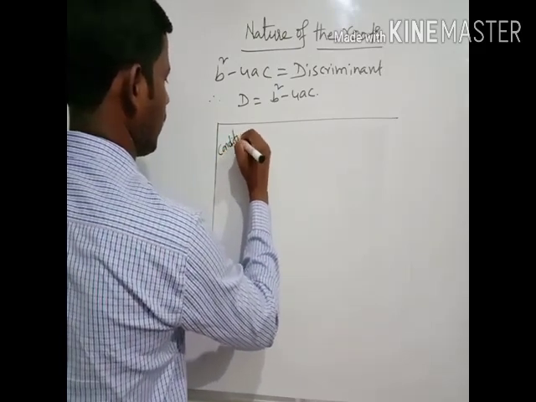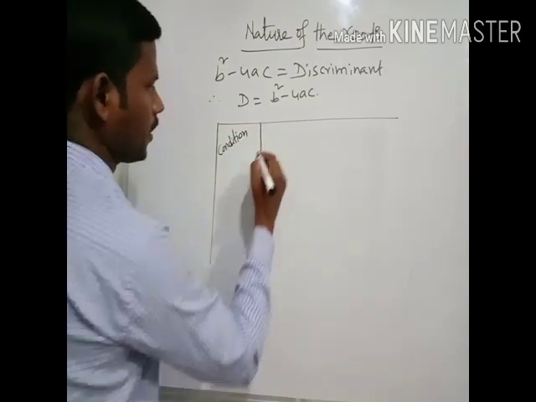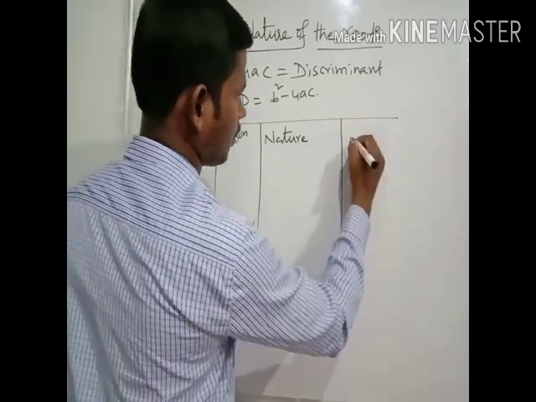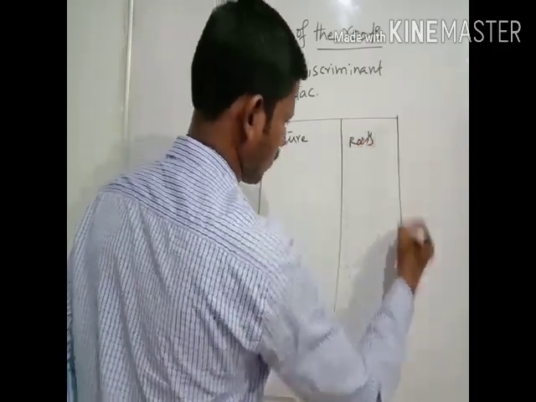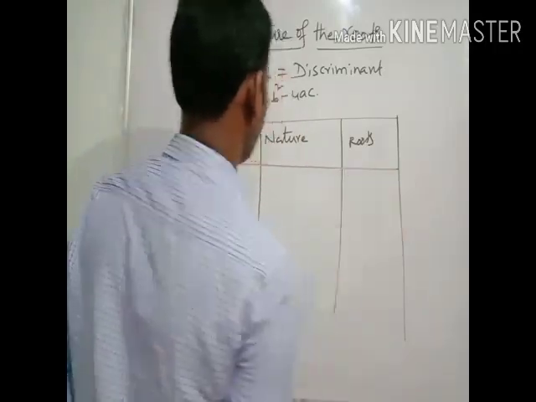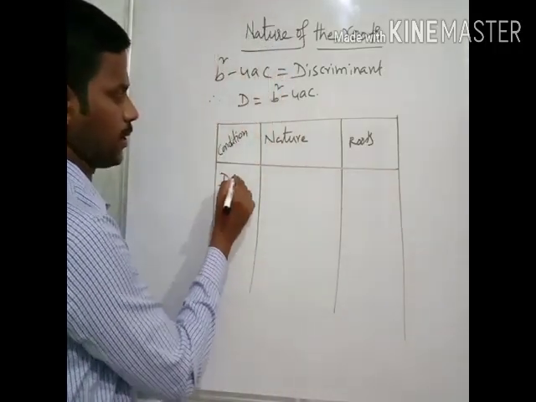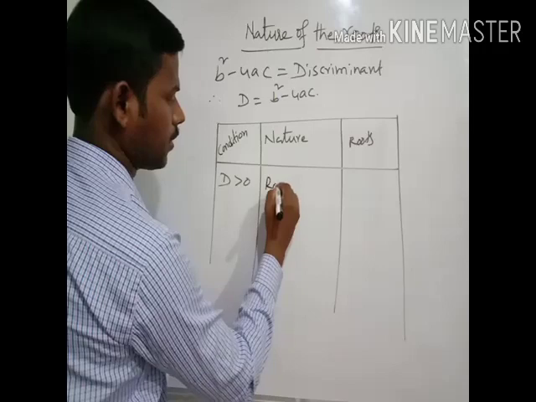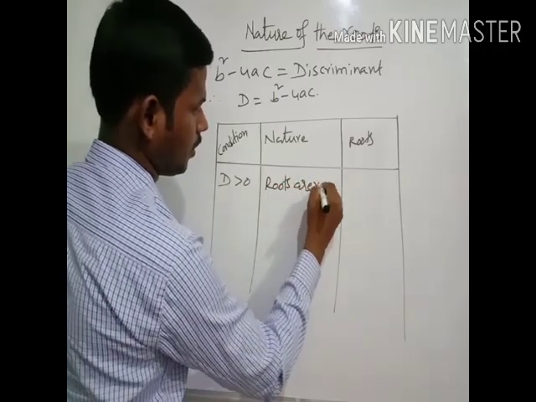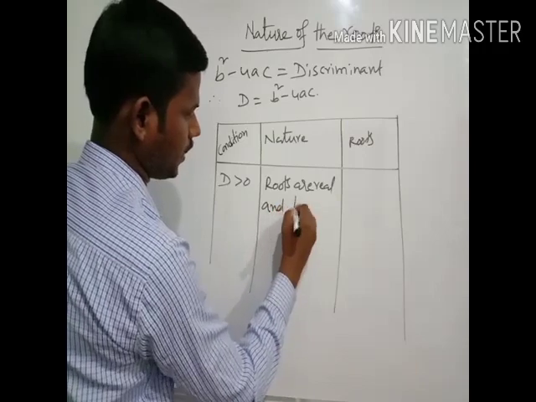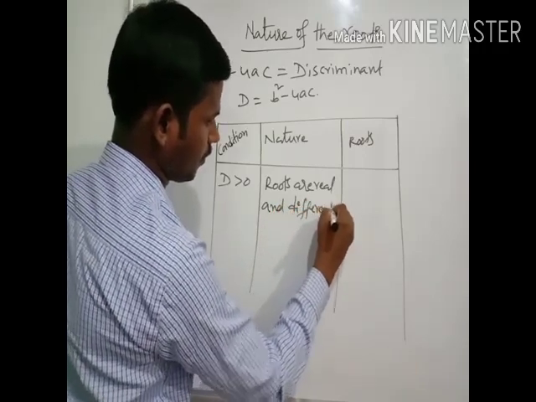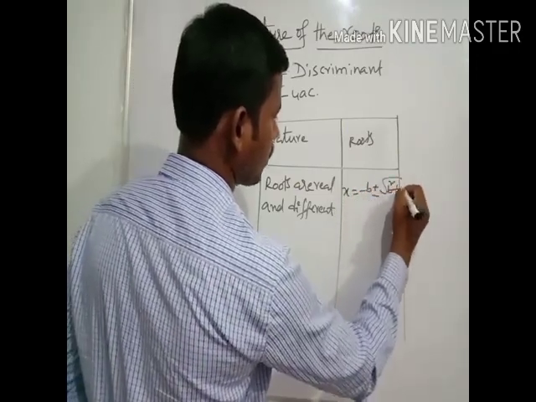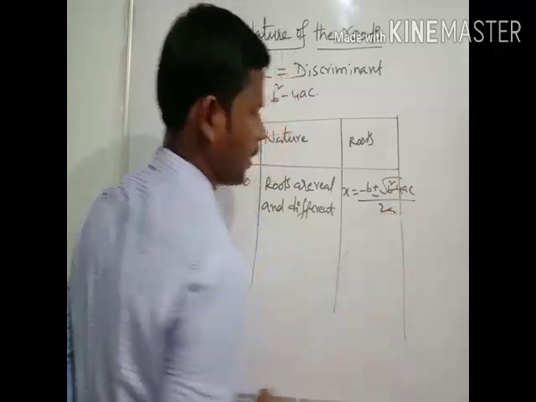Condition, nature, roots. So first of all, if discriminant greater than 0, the nature of the roots, what, children? Roots are real and different. So roots, what is the formula? Minus b plus or minus square root of b square minus 4ac by 2a. Okay children.